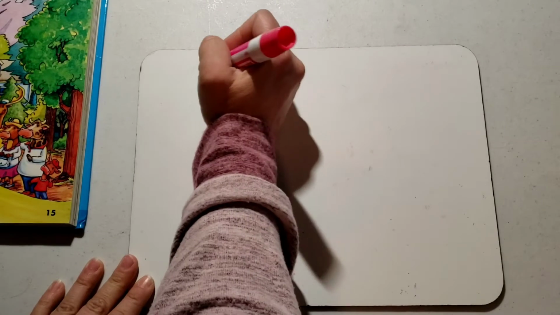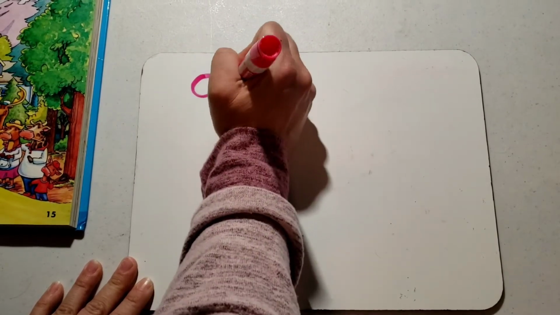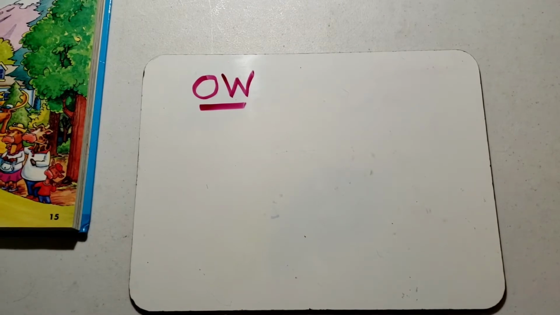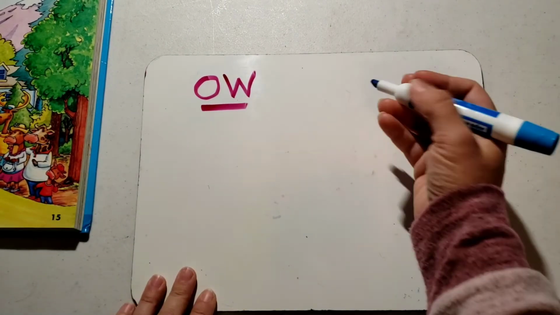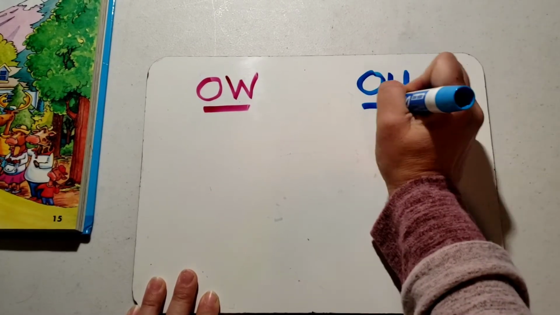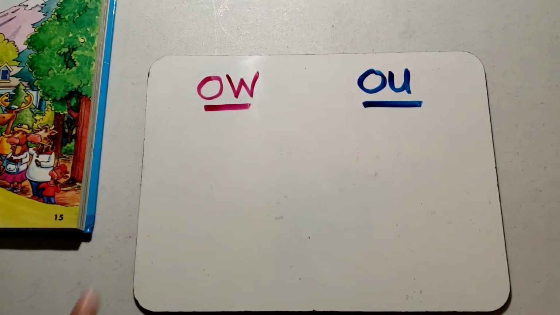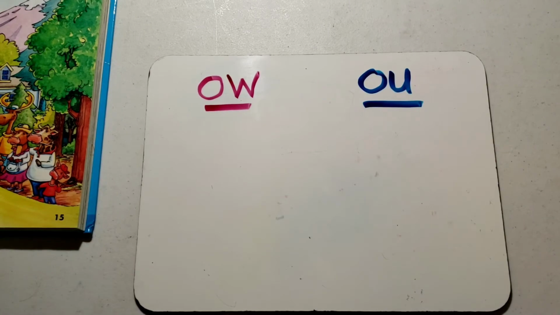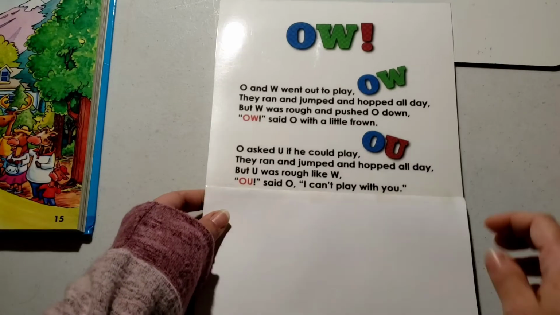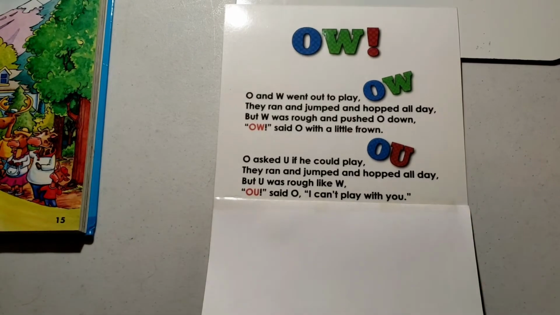One of those ways is with an O-W, ow. The other way is with an O-U. They both say ow. They both make the ow sound. I have a cute little poem to share with you, and it's called Ow.